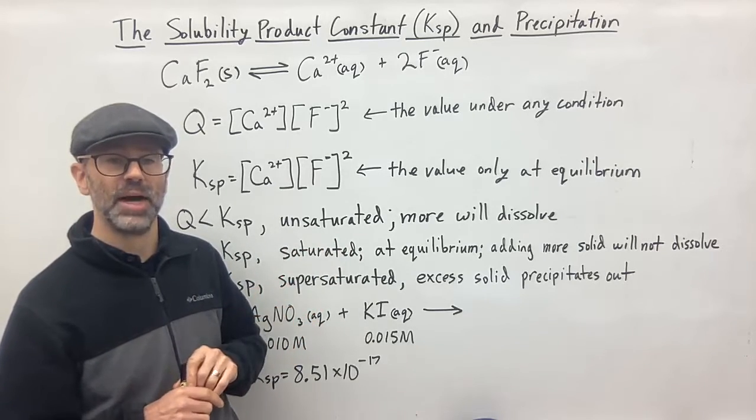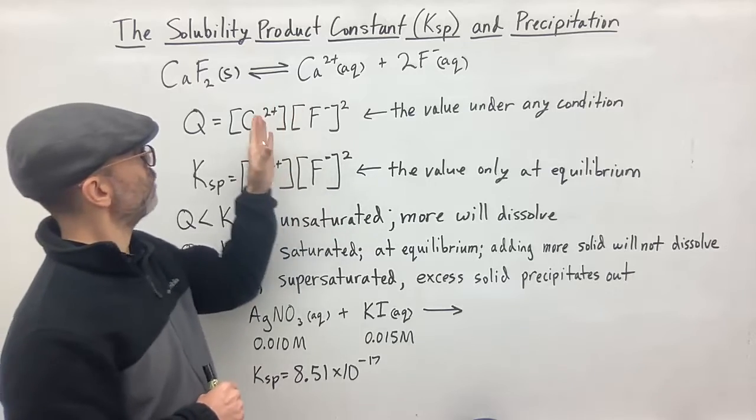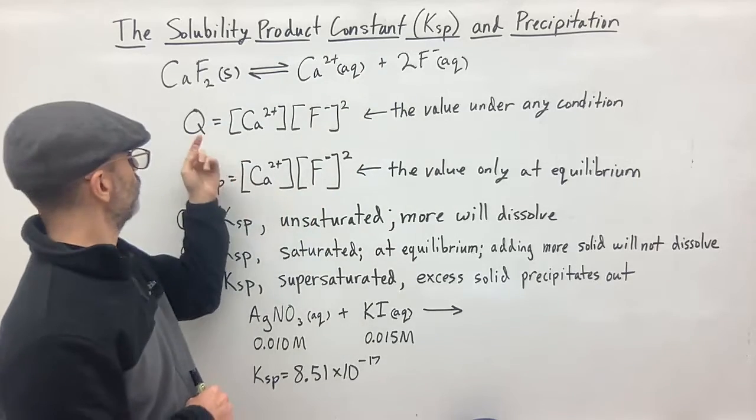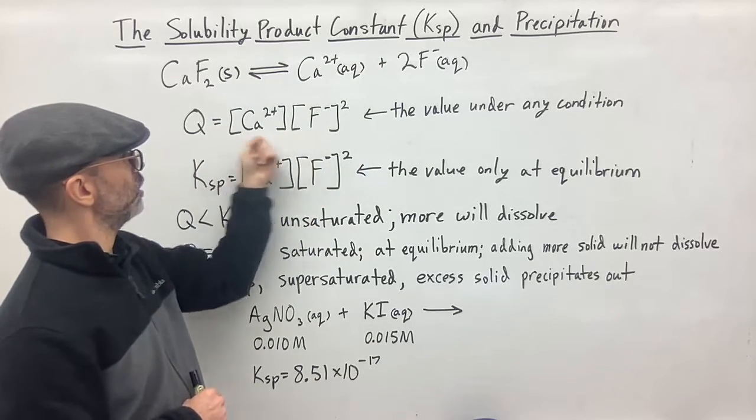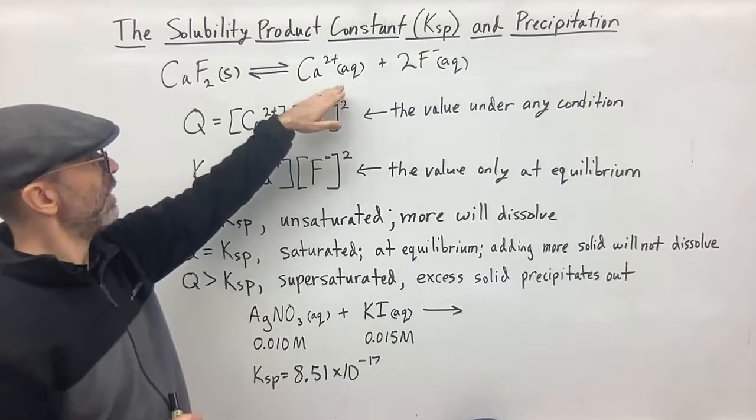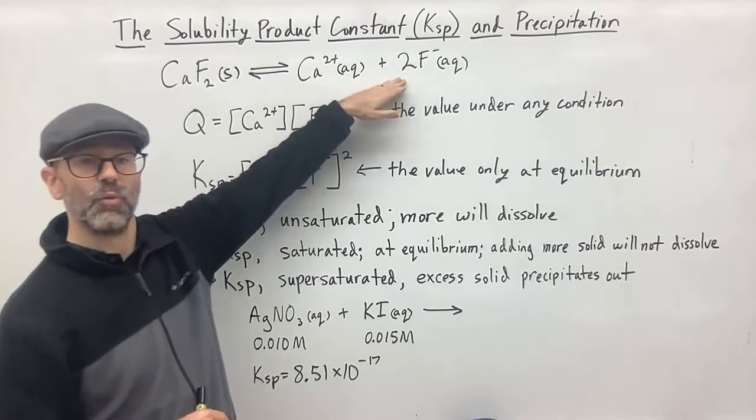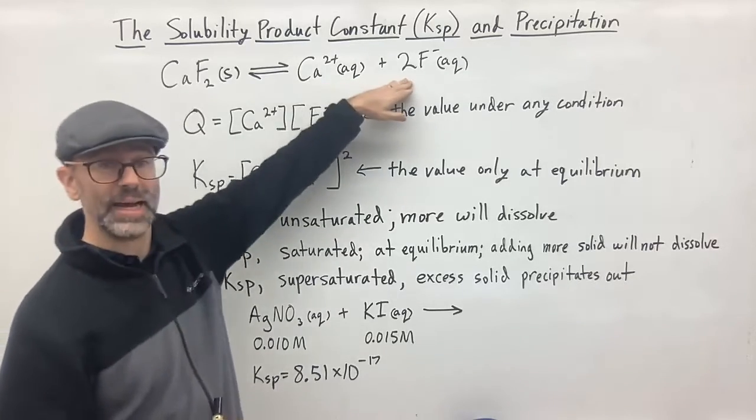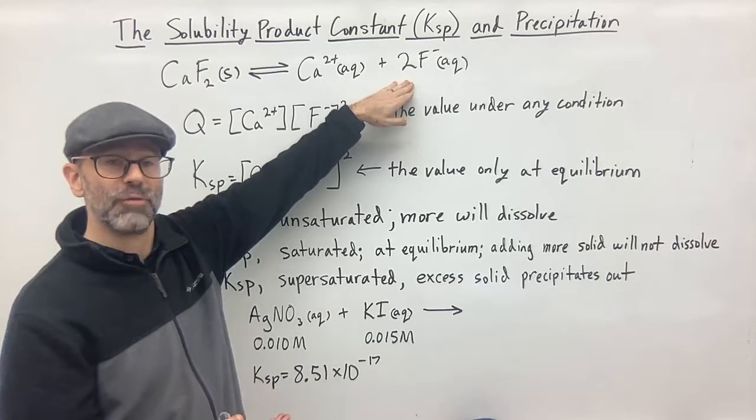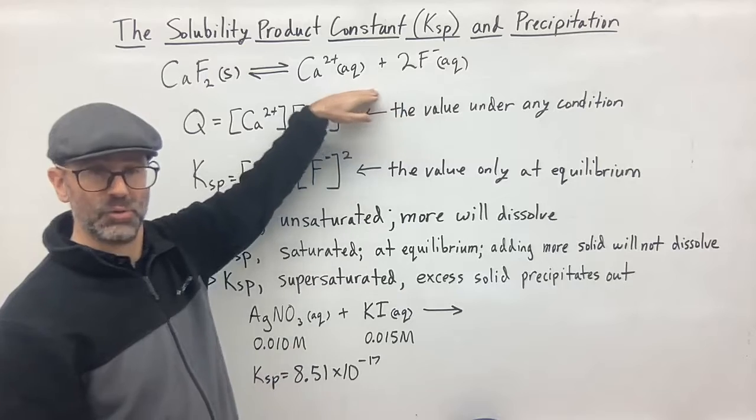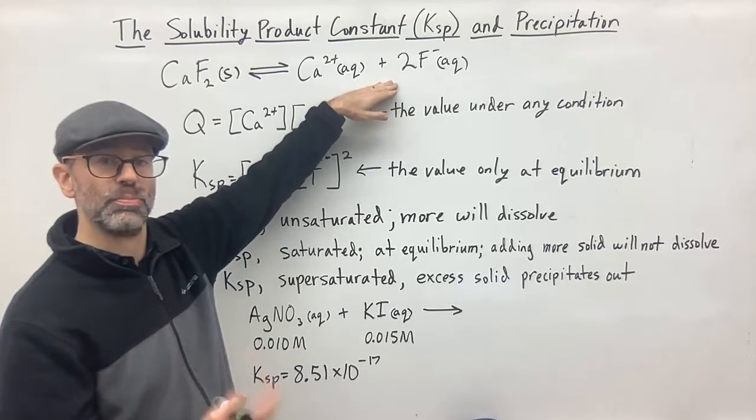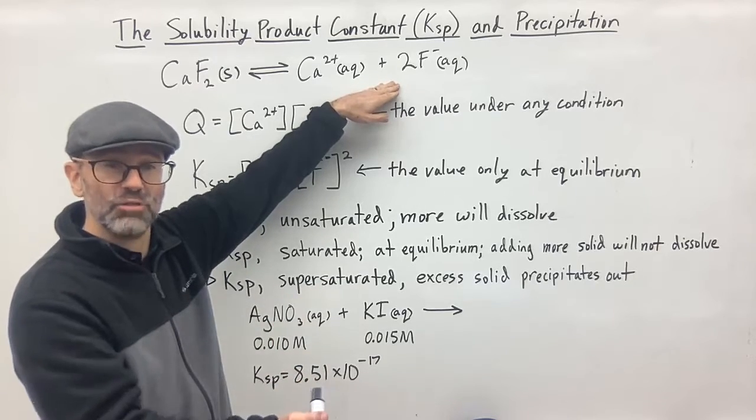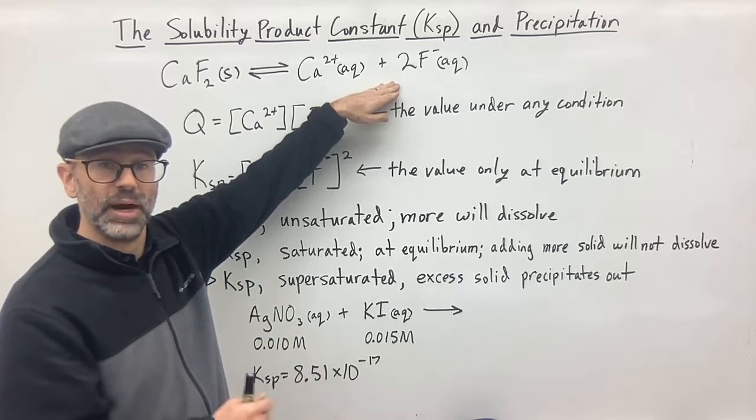In this case, we're talking about dissolution. So if Q is larger than KSP, then that means we have way more ions in solution than we would need for equilibrium. We have way too much. That would be like having a supersaturated solution, where you have more ions dissolved than you would need at equilibrium.